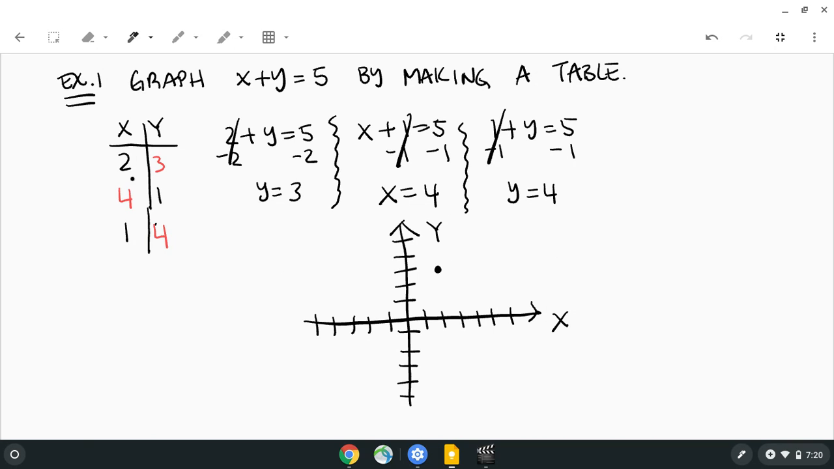Okay, the next point, 4, 1. So I'm going to go 4, 1, 2, 3, 4, 1. So my second point will go right there.